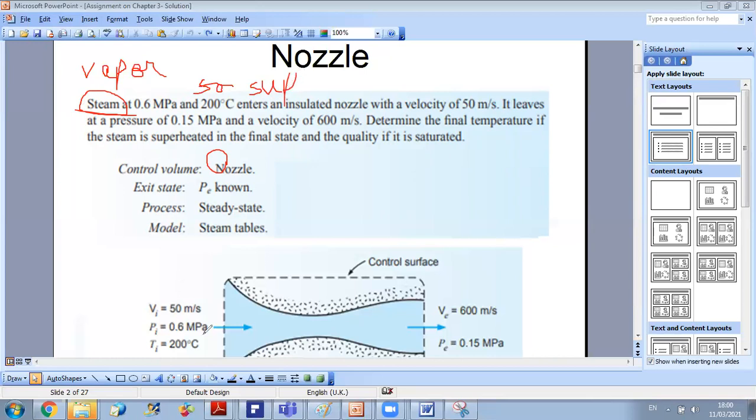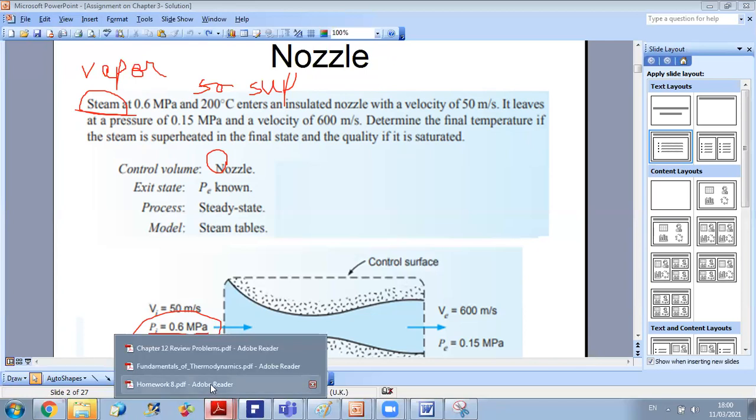So what do I know about the inlet state? I know both the pressure and temperature. So I will go to superheated tables and search for a pressure of 0.6 megapascal and a temperature of 200 degrees. What will be the value of enthalpy? Okay, so this is what we will do together. Let me go to the tables, and I will try to search for superheated tables.